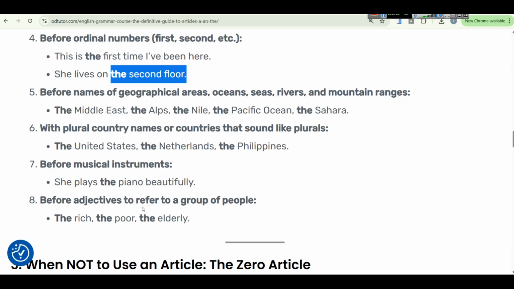Before adjectives to refer to a group of people, when we want to use something before an adjective to refer to a group of people, then we also use the: the rich, the poor, the elderly. So it is also being used as an adjective here.